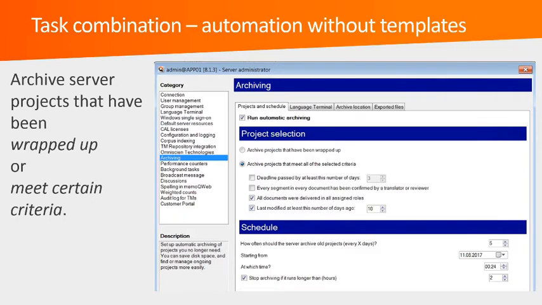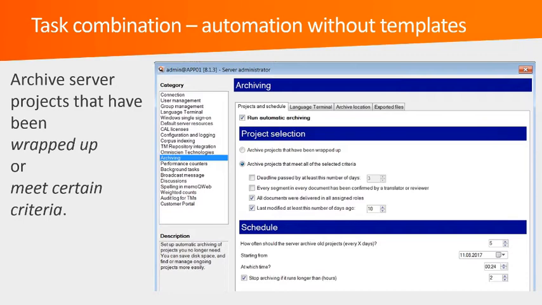Or you could say, well, all the projects where all the documents have been delivered in all the roles assigned to the people, and the last modification date is 10 days ago, so nobody has touched the project for the last 10 days, that is going to be archived automatically. And this archival happens every 5 days.